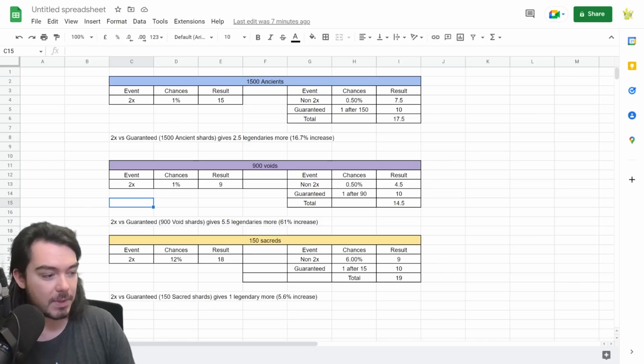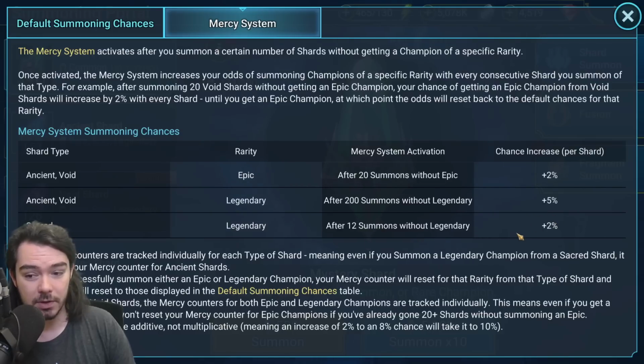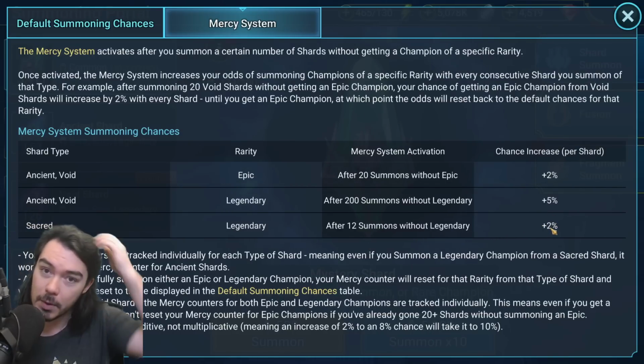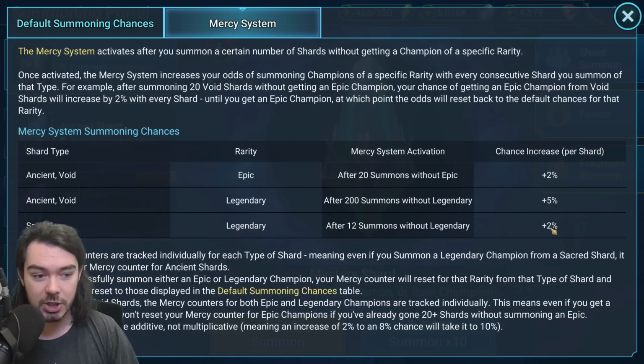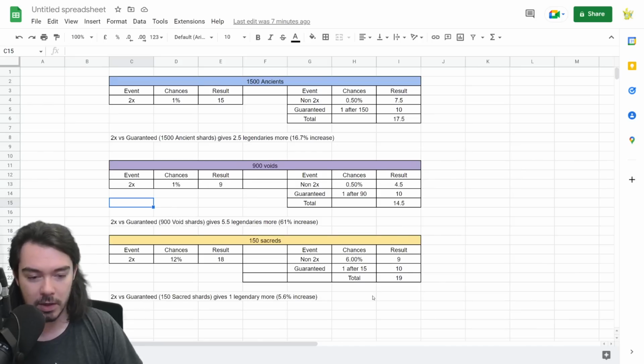You're not going to be super protected by mercy because the mercy system for sacreds is actually really weak. It's going to help you a little bit. It's a little bit of bad luck protection, but it's nowhere near as good as it is for the guaranteed events for ancients and voids. So that's definitely something to watch out for.